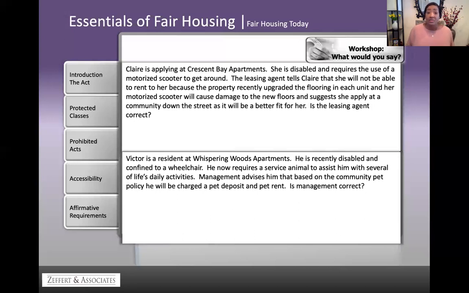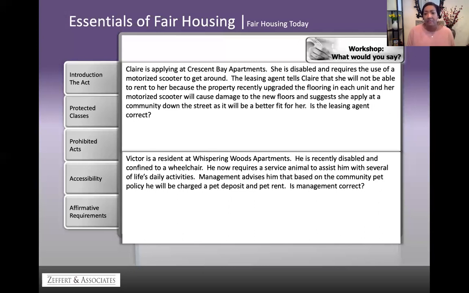Victor, next one, is a resident at Whispering Woods Apartments. Now he is recently disabled and confined to a wheelchair. He now requires a service animal to assist him with several of life's daily activities. Management advises him that based on the community pet policy, he will be charged a pet deposit and rent. Ouch. Is the management correct?